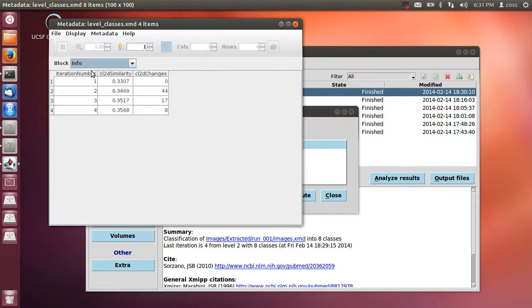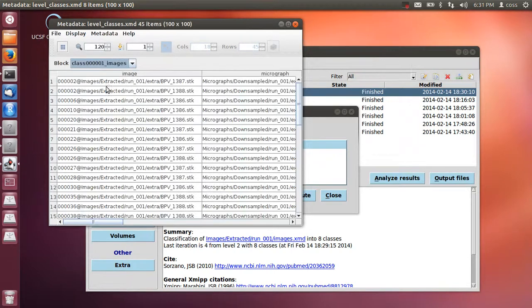So for instance, here we have the last iteration, so we have the 4 iterations when it was refining with 8 classes, and how the CL2D similarities, the correlation or correntropy, were evolving. You may read the paper to see what everything means. So how the correntropy or the correlation was increasing, and how many images were changing the class from one class to the other. So you may also see which are the images assigned to class 1.